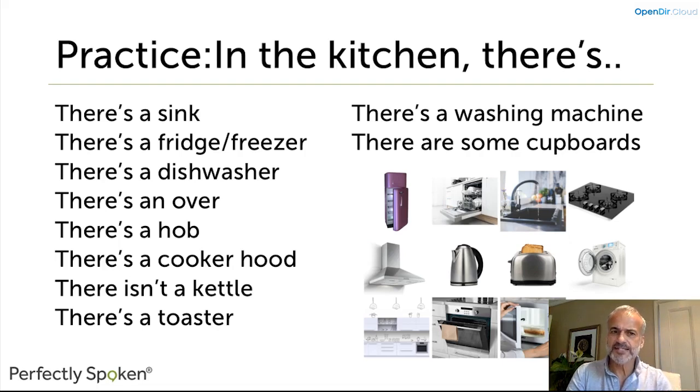And practice, please. So, in the kitchen, there are. In the kitchen, there's a sink. In the kitchen, there's a fridge freezer. There's a dishwasher. There's an oven with an N, not an R. There's an oven. There's a hob. There's a cooker hood. There's a kettle. There's a toaster. There's a washing machine. And there are some cupboards. Some, plural. There are some cupboards.